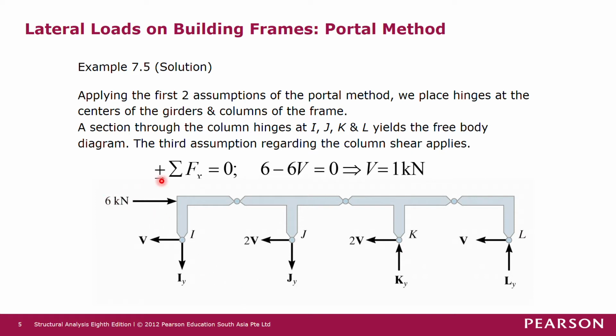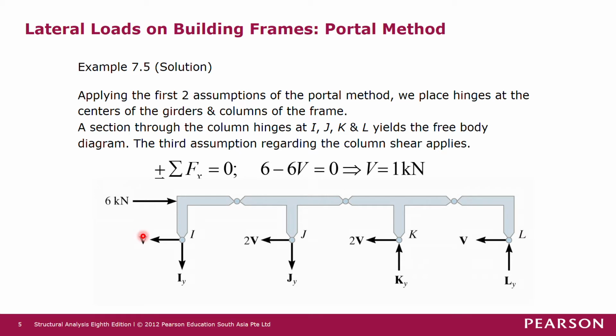So by using the equilibrium equation of total forces in the horizontal direction equals to 0, we get 6 minus V minus 2V minus 2V minus V equals to 0. So in total we have 6 minus 6V equals to 0. So V is equals to 1 kilonewton. In this solution we get positive, meaning that the assumed direction of V is correct.